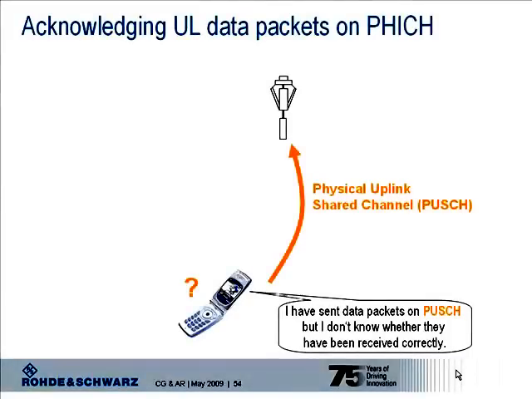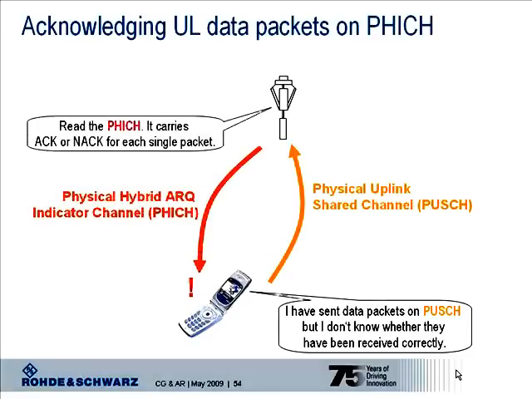Of course, the UE would also like to know if the data it has transmitted has been decoded correctly by the eNodeB. To provide that feedback, meaning sending ACK/NACK information, the eNodeB sets up another downlink control channel. This channel is the physical hybrid ARQ indicator channel. This channel carries the ACK/NACK information to the UE.